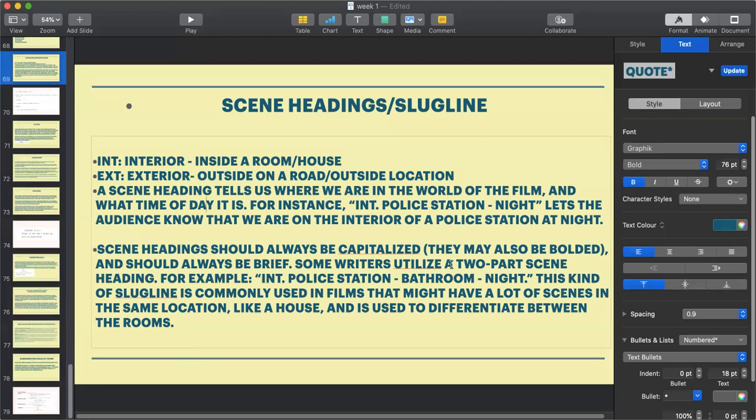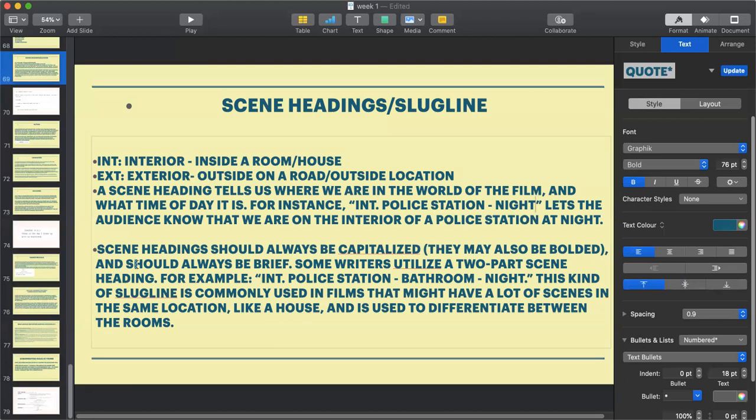So for example, interior police station night. So you can know that this is an interior shot at the police station and during the night time. Let the audience know that we are in the interior of a police station at night. Scene headings should always be capitalized. This is the format. The proper format of how to write a script, again, we will discuss later.